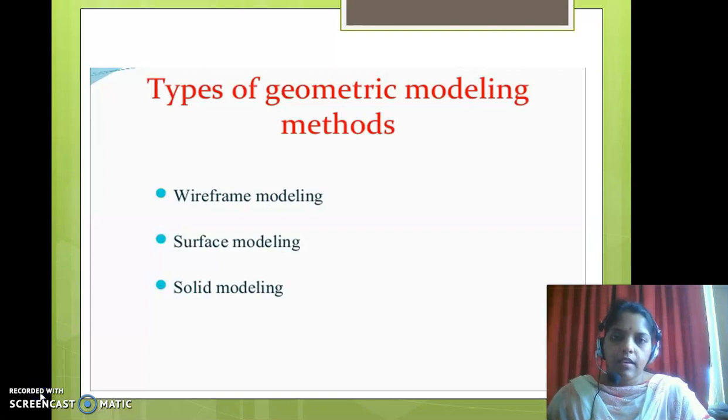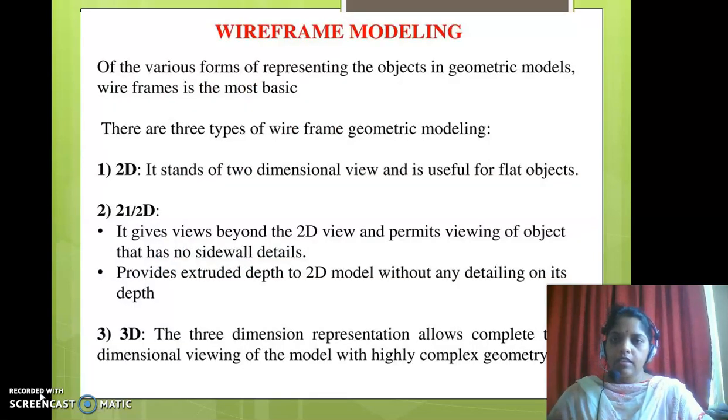Next, there are mainly three types of geometric modeling. First is wireframe modeling, then surface modeling and solid modeling. Again, wireframe modeling is divided into three parts: 2D modeling, 2.5D and 3D.